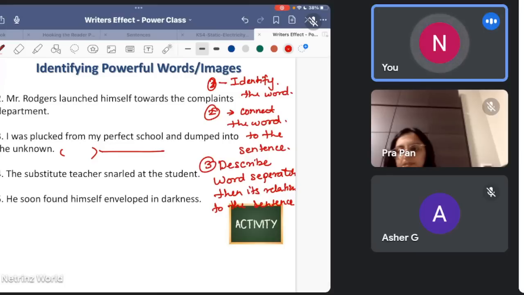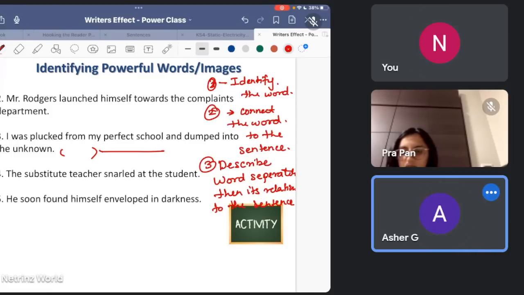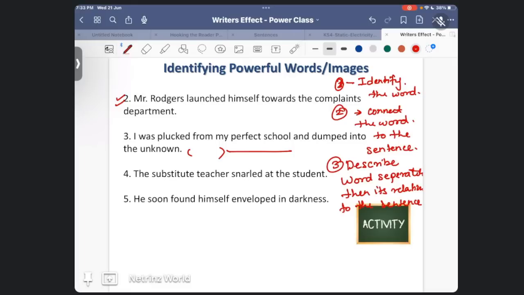Did you guys get it? Asher is still good, not bad, but I would request you to focus on the third point for Asher. Describe words separately and then their relation to the sentence. Of course, you will first describe what snarled means and then describe what it means with respect to the sentence. Clear? Next one. Please start, both of you, Mahika and Asher.